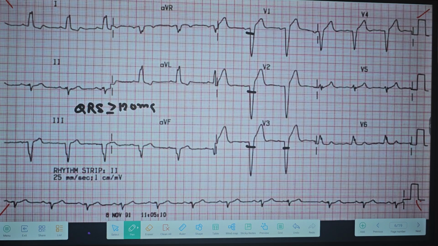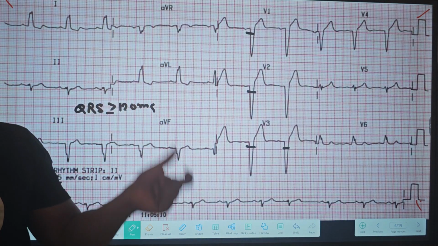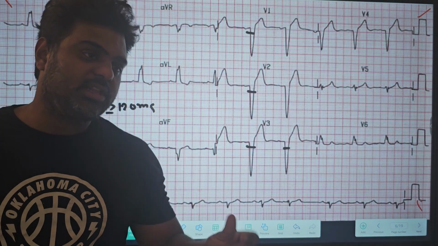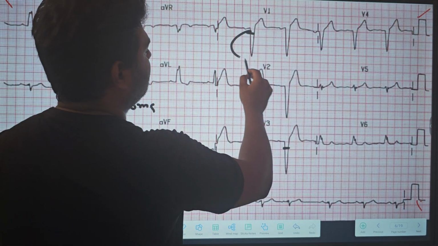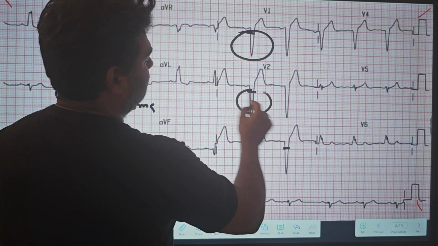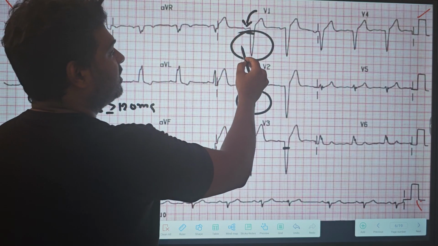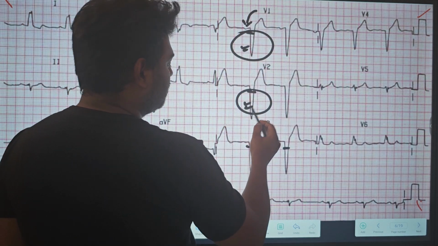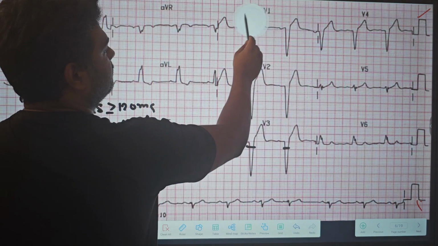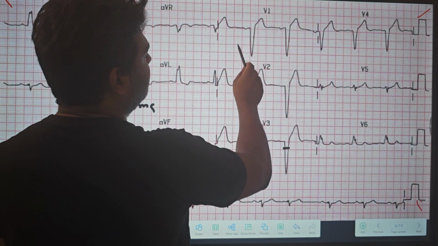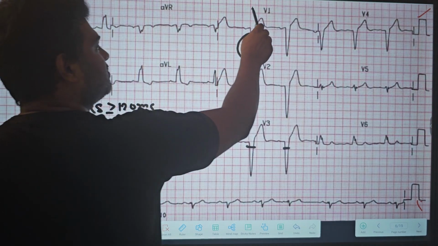Second finding was in lead V1 we will see a deep S wave which may be preceded by an R wave, but the R wave will be so small that we can mistake this S wave for a Q wave. So see, this is a very big S wave, and an R wave is present but it is very small, so people may call it a Q wave. Okay, so this is a deep S wave and a very small R wave.